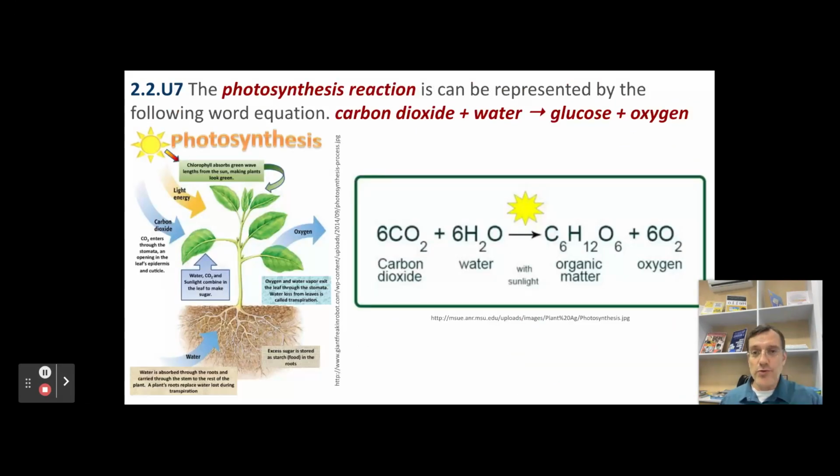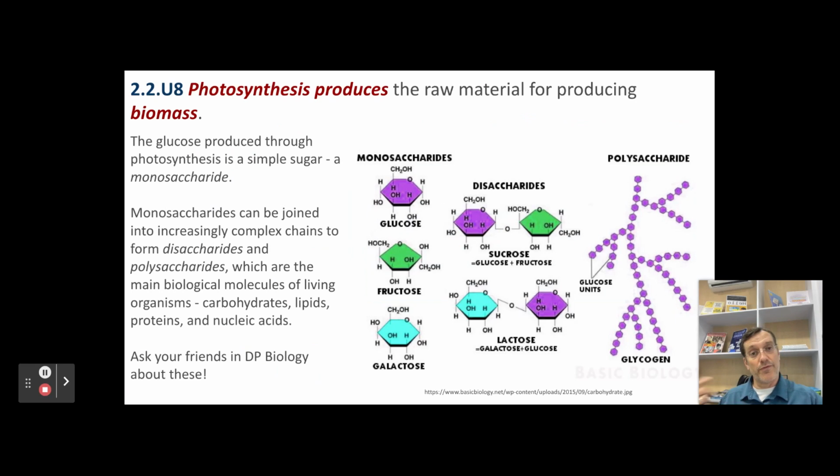What you do need to know is this chemical equation. Just memorize it. It's pretty simple. This direction, carbon dioxide and water, add sunlight to produce glucose and oxygen, shows photosynthesis. The reverse of that reaction is respiration. You can literally just write it backwards. Okay. Biomass, living matter.